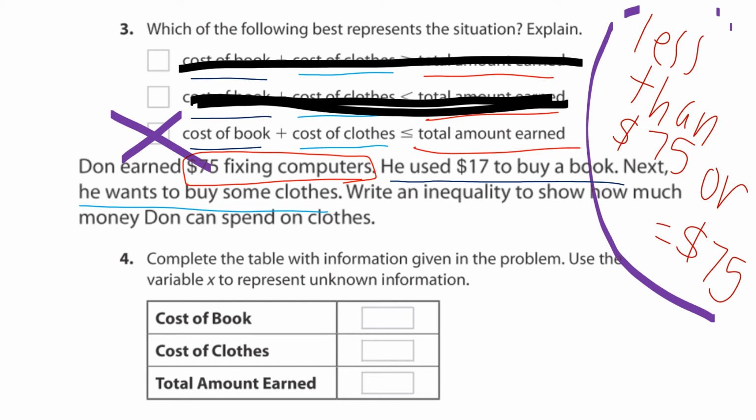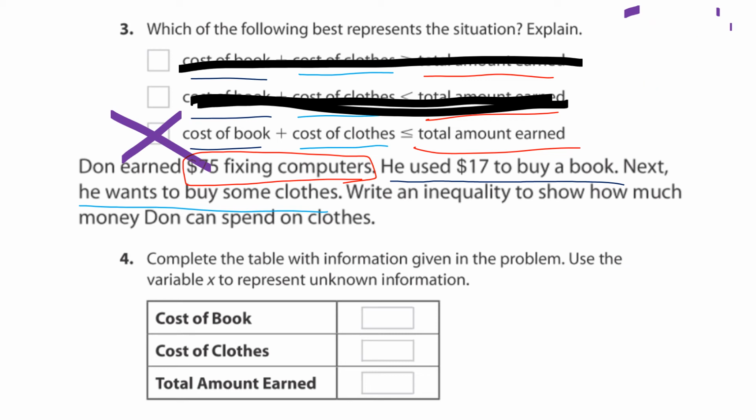So with that, we're going to end up writing an inequality, but to start, let's figure out what numbers we know and then what our variable will be. So, number 4. Complete the table with the information given in the problem. Use the variable x to represent the unknown. So, cost of book, we know $17. Cost of clothes, we don't know. So, we're going to use our variable x to represent cost of clothes. Total amount earned, he earned $75.